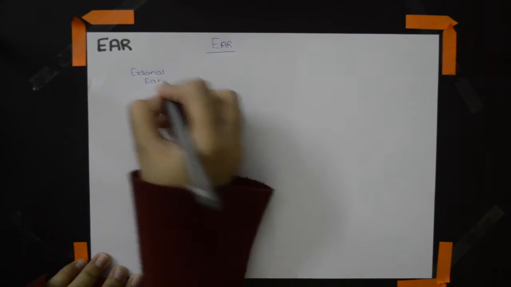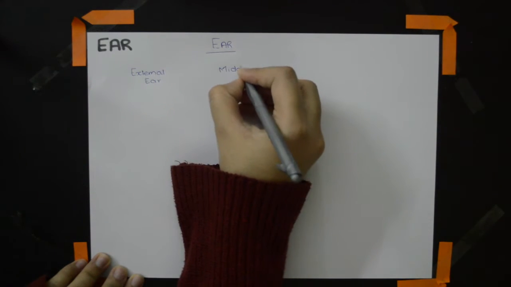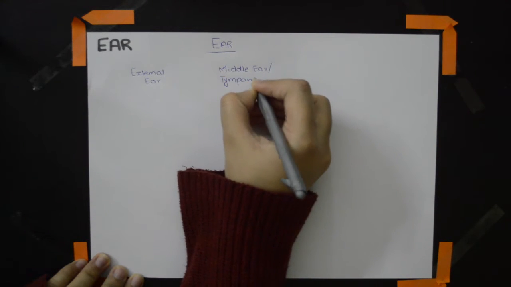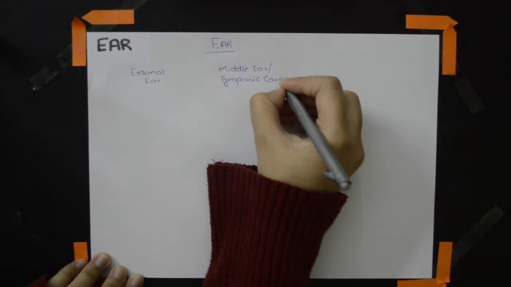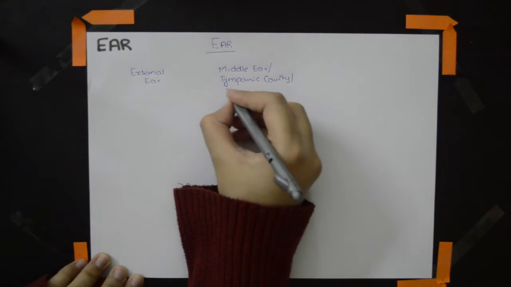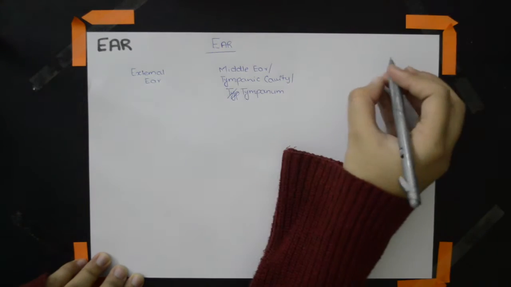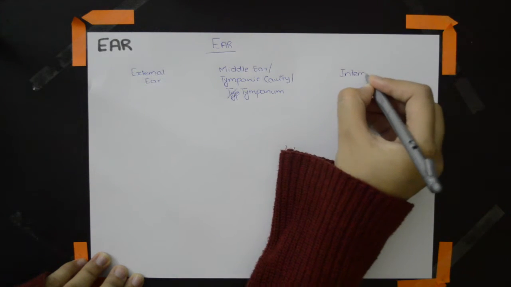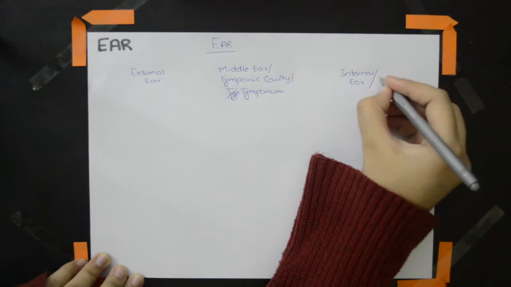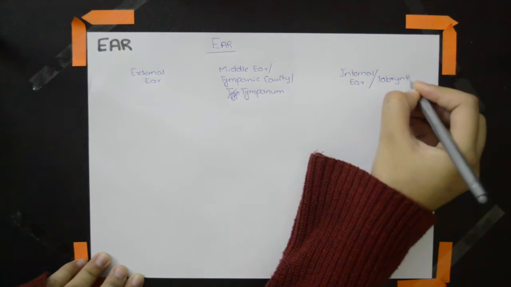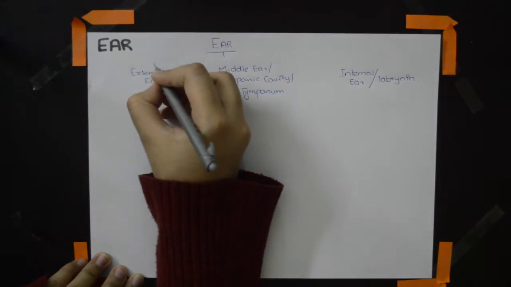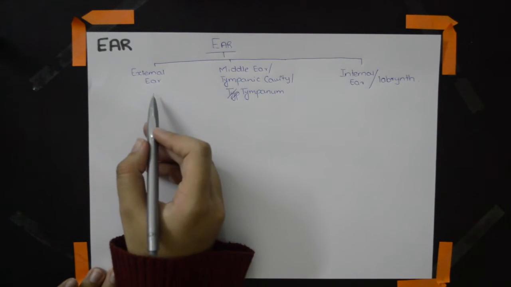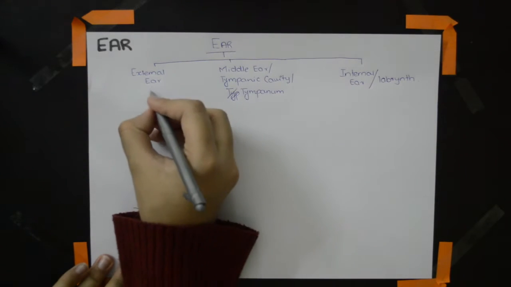External ear. Then we have middle ear, which is also called tympanic cavity, and it is also called tympanum. Then the last part is internal ear, the innermost part, which is also called labyrinth. These are the three parts of the ear. Now let's talk about the external ear first.